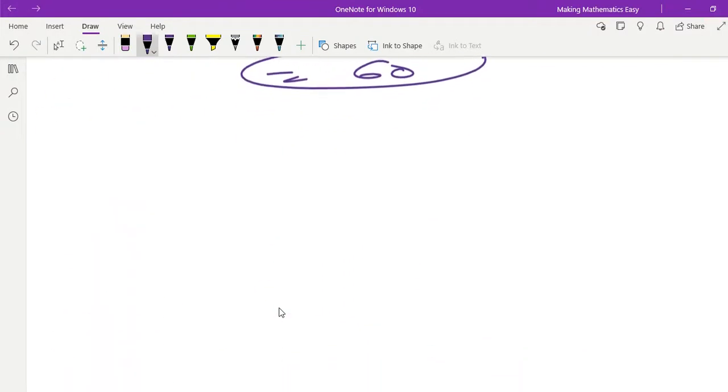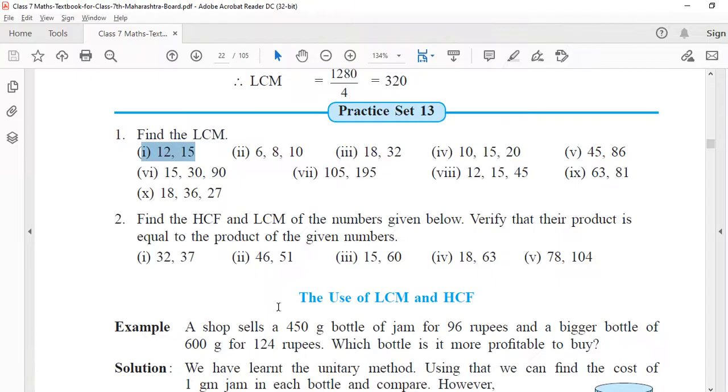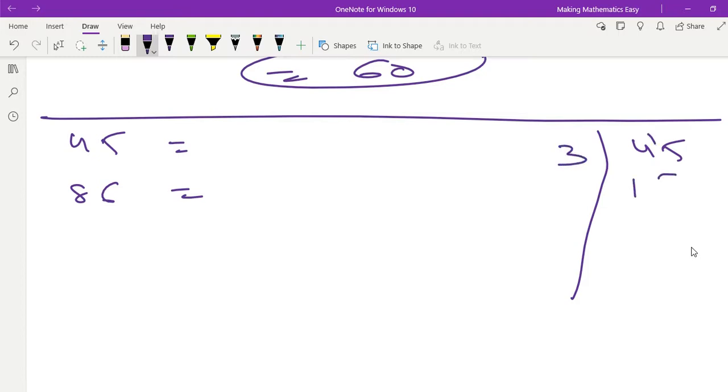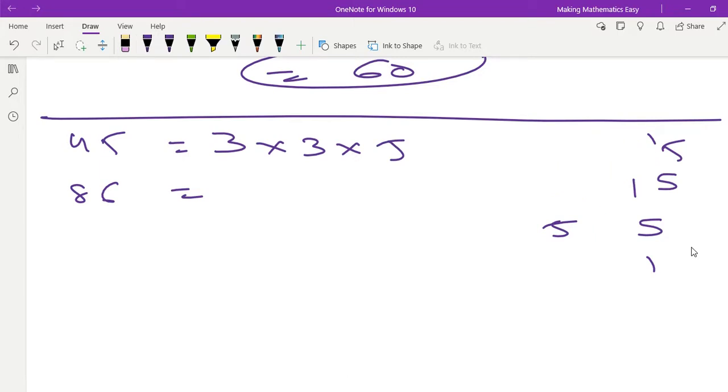Okay, I hope you guys are getting it. The next sum is 45 and 86. Now over here, this might take some time for finding out the prime factor. So let's see. So this is 3 1s are 3, 5s are 15, 3 5s are 15. So 45 is 3 into 3 into 5. Okay, now let's go for 86.